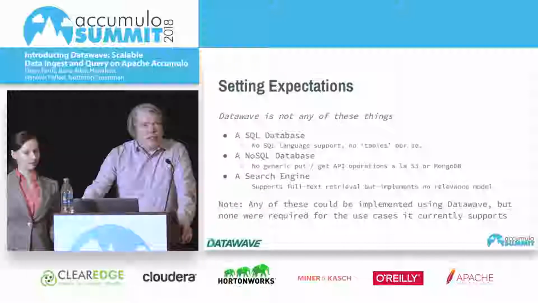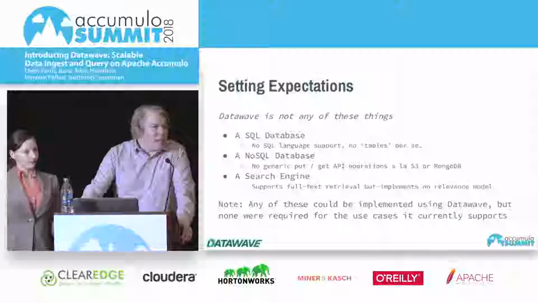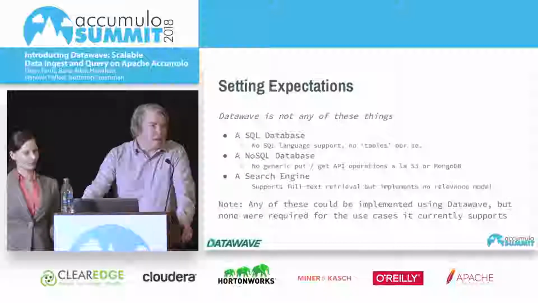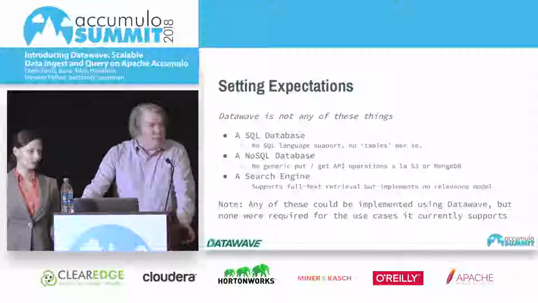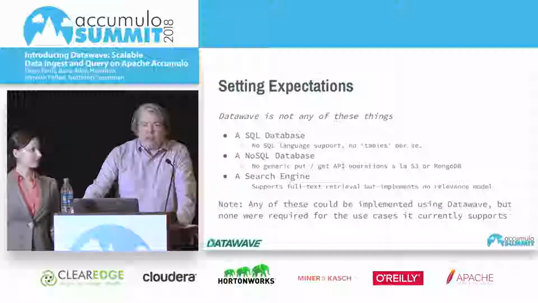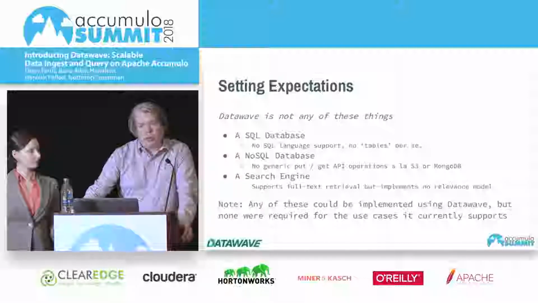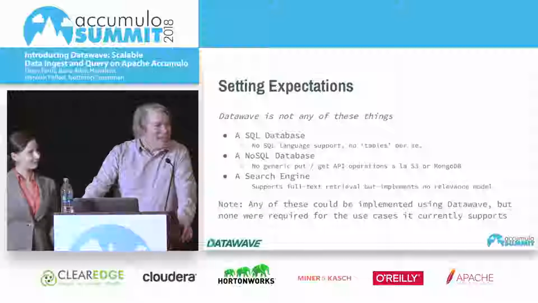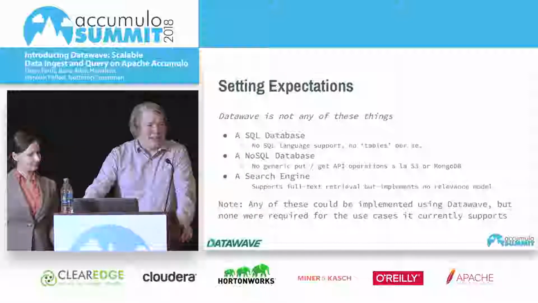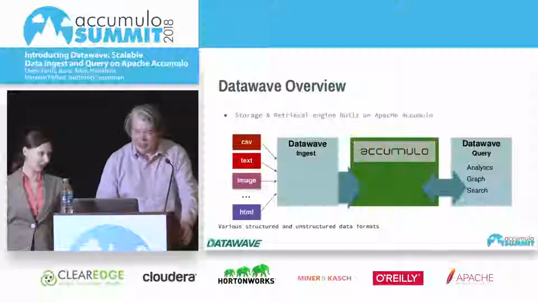And as much as Accumulo can sometimes be compared to NoSQL databases, one of the key functions that you would expect from a NoSQL database, just a generic put and get API for data, like S3 or some other blob store like MongoDB, is not something that Datawave supports directly, although you can make it act that way. And there's no real reason why Datawave can't do any of these things. It's really just not something that we needed to develop as a part of the use cases we were required to support with Datawave. So if somebody wants to add a SQL database layer to Datawave, that might be something left to the audience, right?